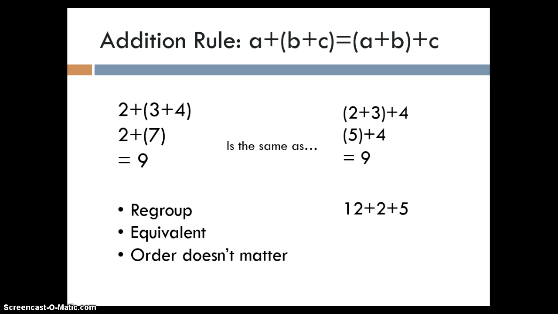Now you can also, if it comes up like this, if it helps for you, you can group them any way you want. You could group them 12 plus 2, or 12 plus 5, or 2 plus 5. I personally chose 2 plus 5, so we'll solve it that way. So 2 plus 5 is 7, and then you add that to 12, and you get 19 for an answer. Does anybody have any questions?